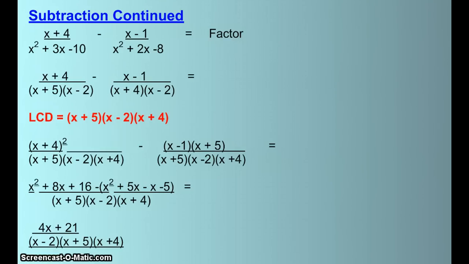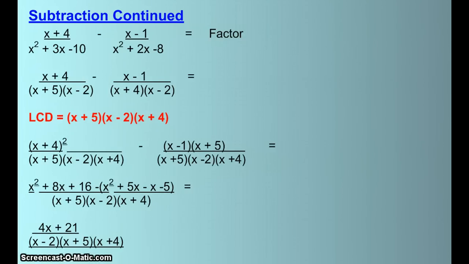And when you do, you see the first denominator factors to x plus 5 times x minus 2, and the second denominator is x plus 4 times x minus 2. Because they have that x minus 2 in common, you're only going to use that once in the lowest common denominator, but the other two unique factors you have to include. So you're going to include x plus 5 and x plus 4.